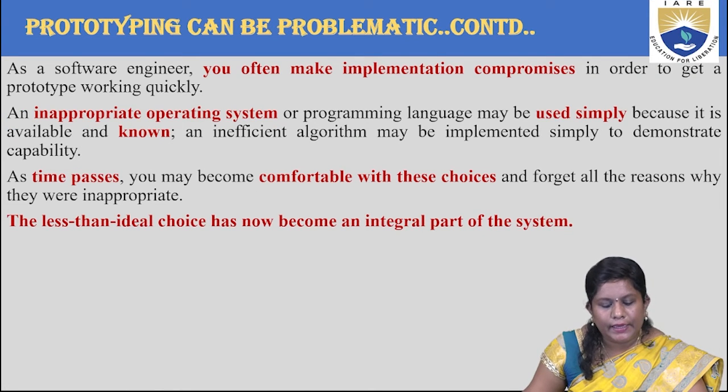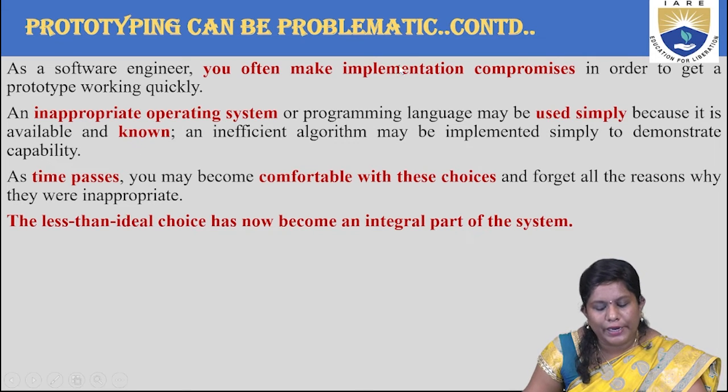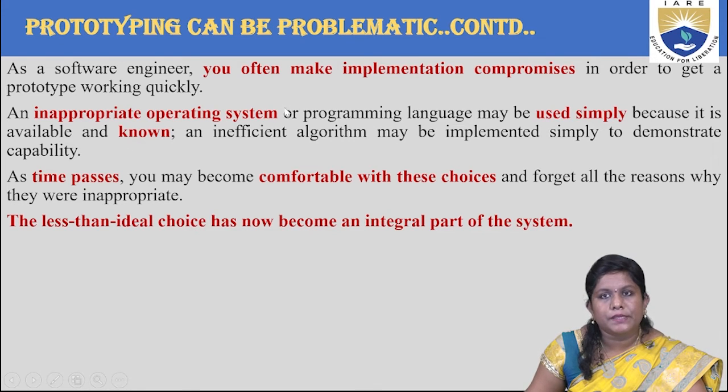And then you can also say that as a software engineer, you often make implementation compromises, right? The internal structures, that is the software specifications, may be compromised. Sometimes an inappropriate operating system or programming language may be used simply because it is available and known. And inefficient algorithms may be implemented simply to demonstrate the capability.